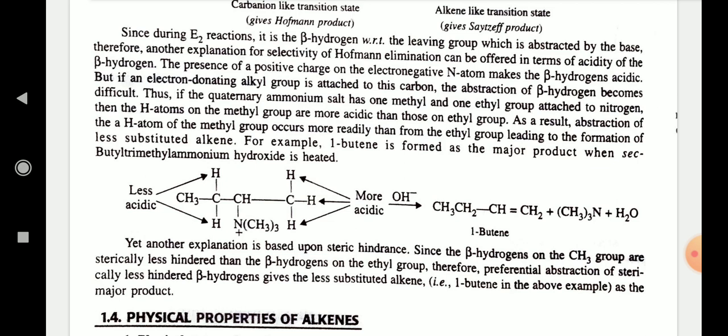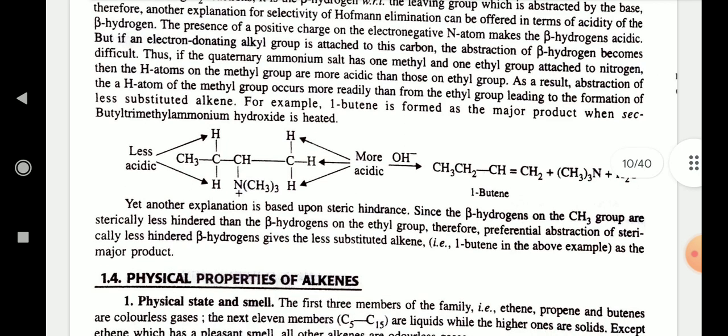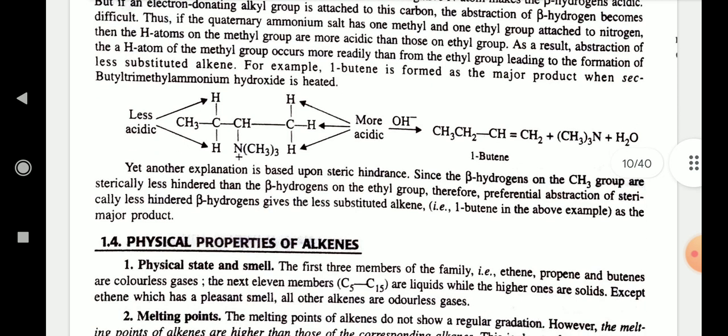Thus, if the quaternary ammonium salt has one methyl and one ethyl group attached to nitrogen, then the hydrogen atoms on the methyl group are more acidic than those on the ethyl group. As a result, abstraction of the hydrogen atom of the methyl group occurs more readily than from the ethyl group, leading to the formation of the less substituted alkene. For example, 1-butene is formed as a major product when secondary butyl trimethyl ammonium hydroxide is heated.